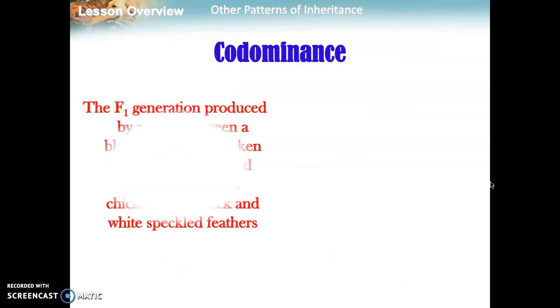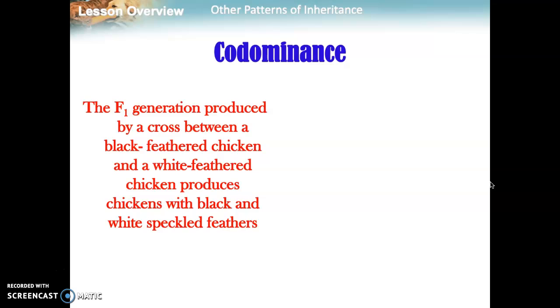Codominance. What does that mean? That means that actually we have two different alleles that both want to be dominant. We can see here in the F1 generation produced between a black feathered chicken and a white feathered chicken, we get a black with white speckled feathers. The white wants to be expressed because it is also a dominant allele. So we have two dominant alleles.